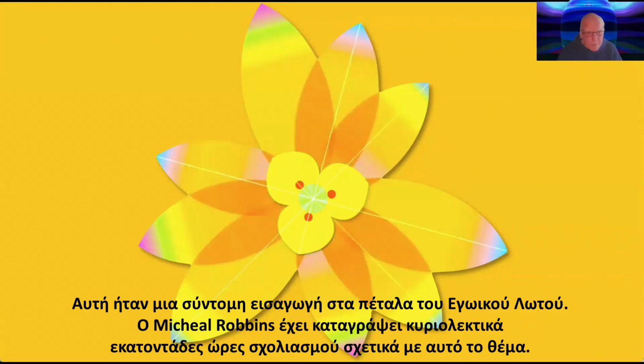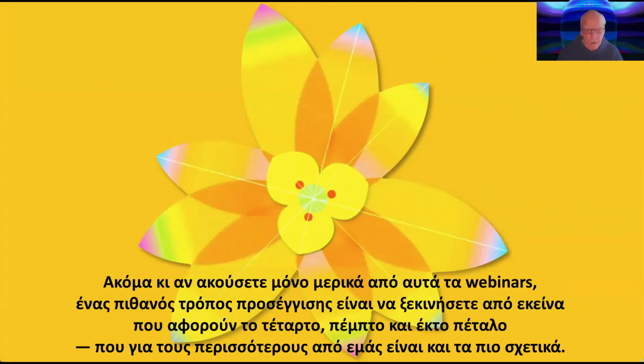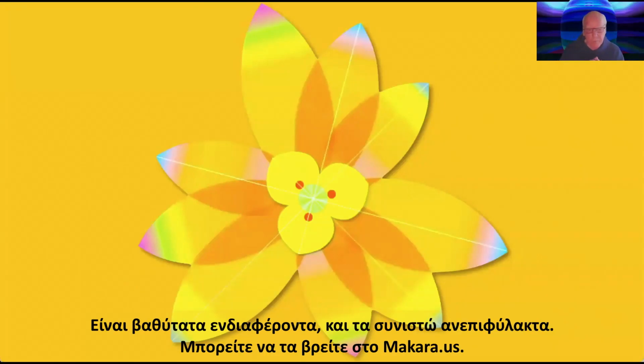So this has been the briefest of brief introductions to the petals of the egoic lotus. Michael Ramans has recorded literally hundreds of hours of commentary on this subject. Even if you just listen to a few of these webinars, one possible approach is to go to those webinars on the fourth, fifth, and sixth petals, which I think for most of us we find most relevant, and they're just profoundly interesting. So I highly recommend them. You can find them on makara.com.